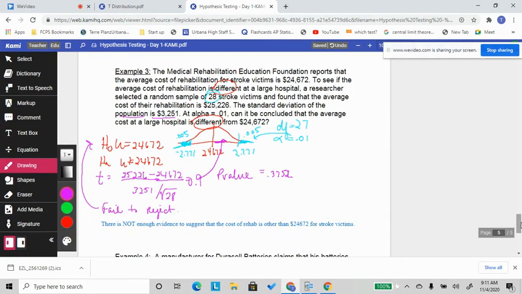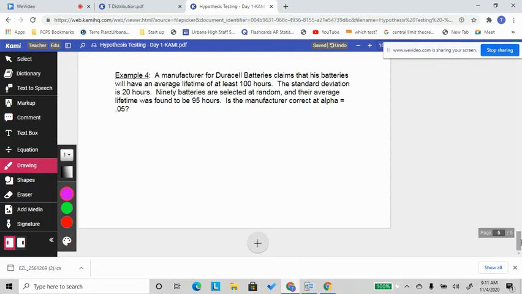All right, last one of the day. A manufacturer of Duracell batteries claims that his batteries will have an average lifetime of 100 hours. So why don't you try this one? Pause it, try it. He's claiming that it's 100 for Duracell, and he's saying it's at least. The standard deviation is 20 hours. 90 batteries are selected, and their average lifetime was found to be 95. Is the manufacturer correct at an alpha of 5%? Before you hit pause and try it, this is a tricky one. That's why I gave you this one.